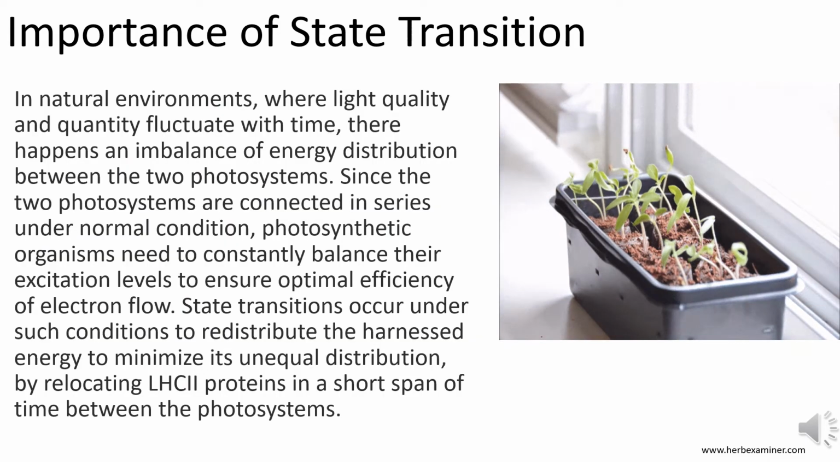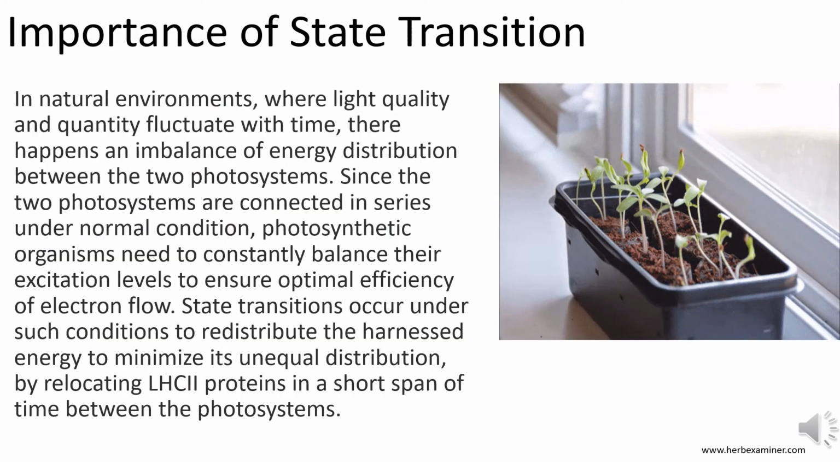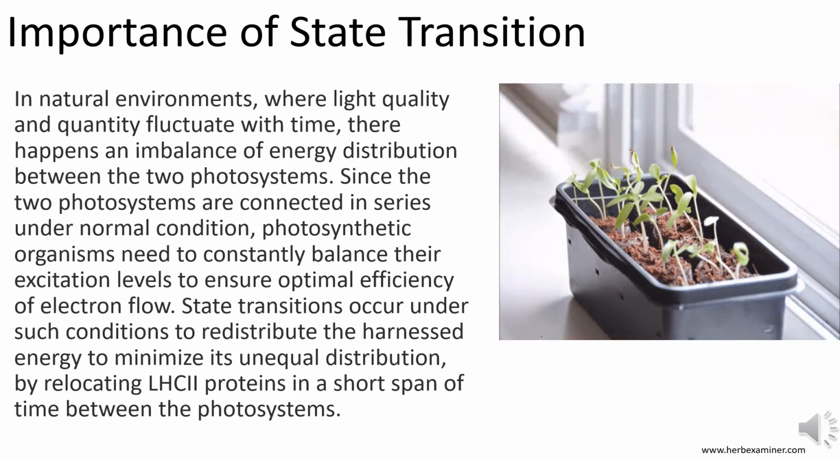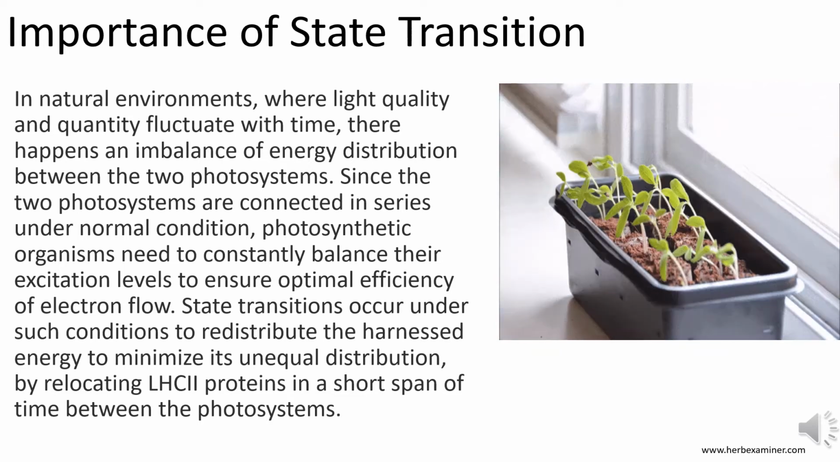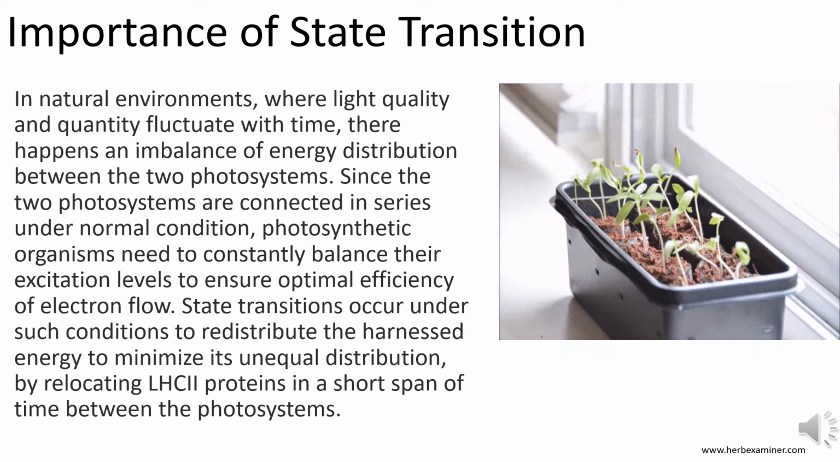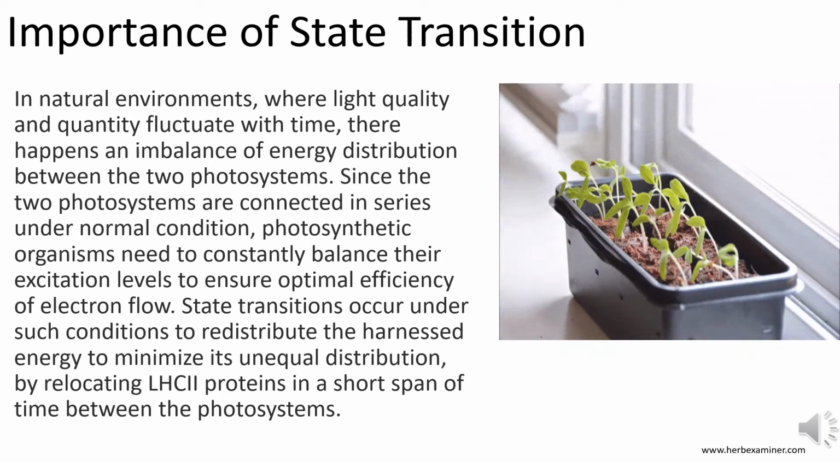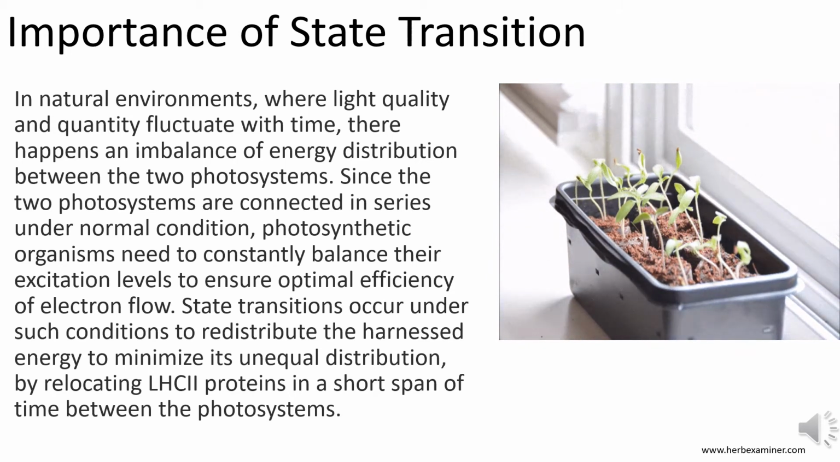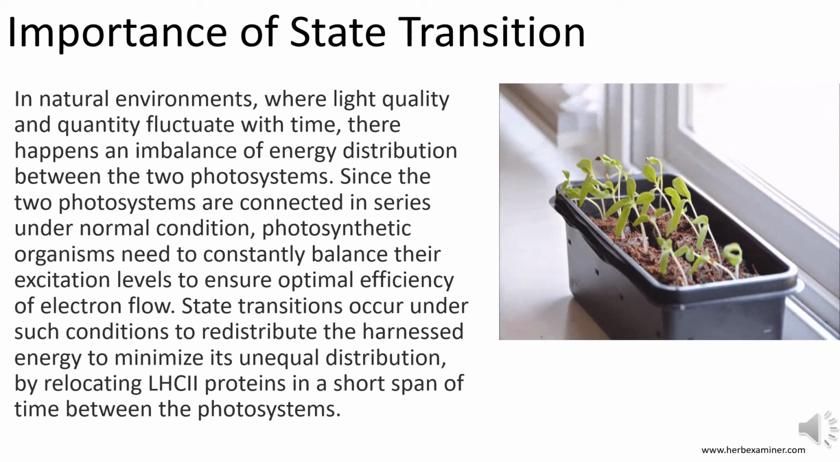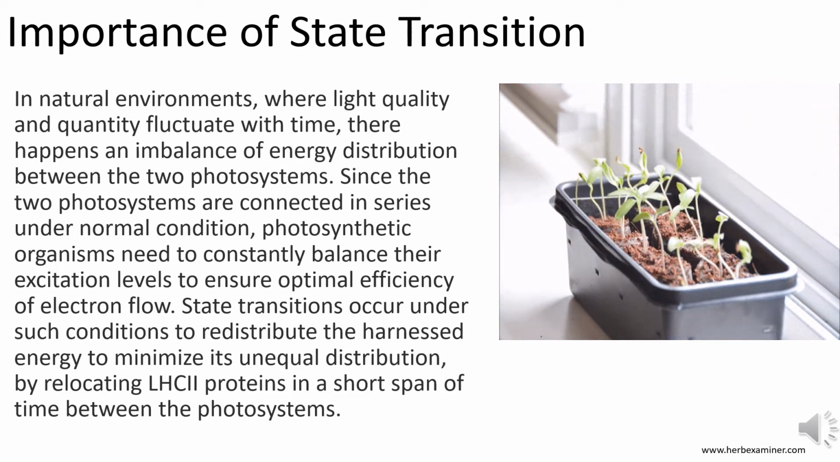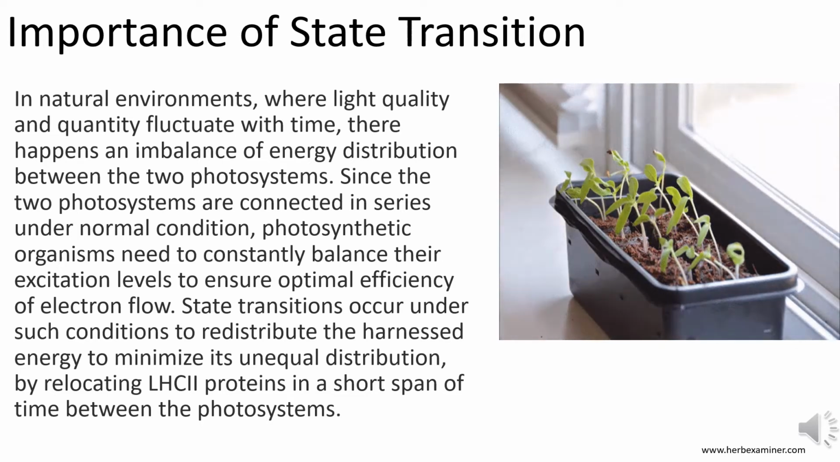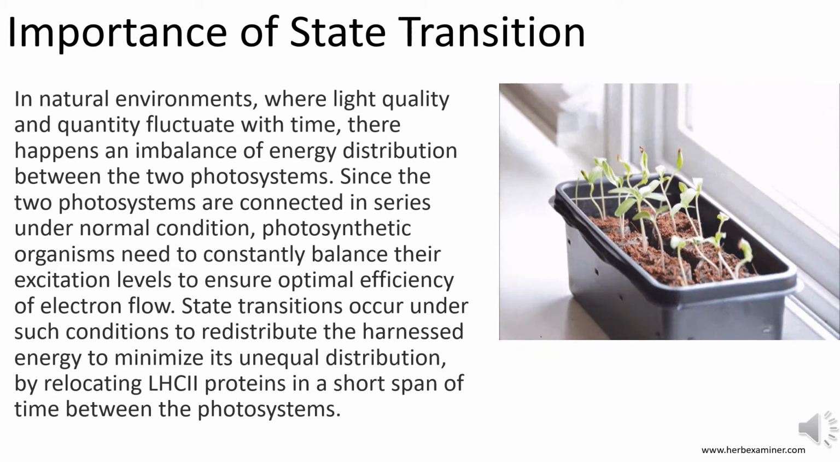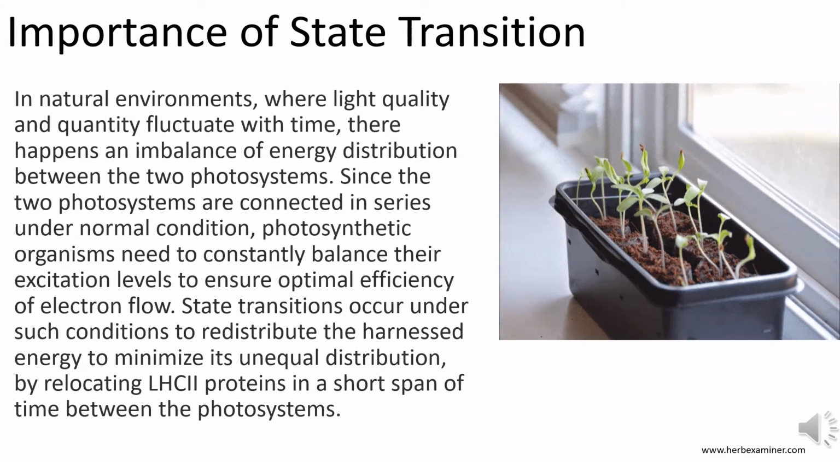In natural environments, under fluctuating quality and quantity of light with time, there happens an imbalance of energy distribution between the two photosystems, photosystem 1 and photosystem 2. Since these two photosystems are connected in series under normal condition, photosynthetic organisms need to constantly balance their excitation levels to ensure optimal efficiency of electron flow. State transitions occur under such conditions to redistribute the harnessed energy to minimize its unequal distribution.